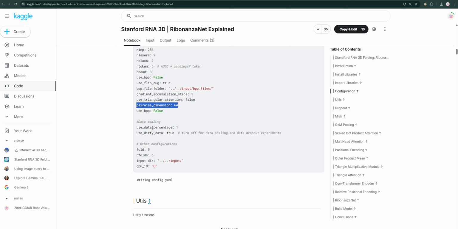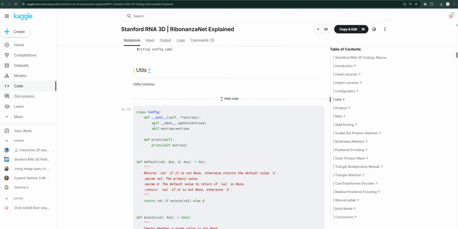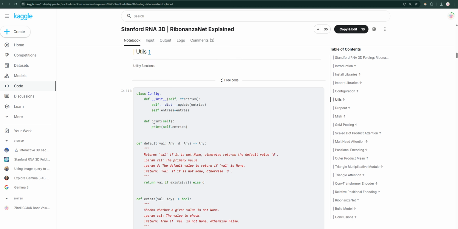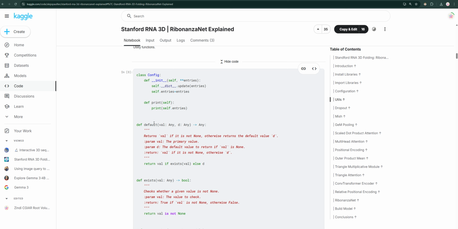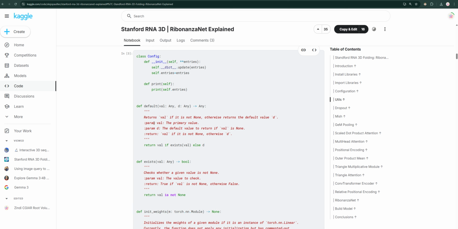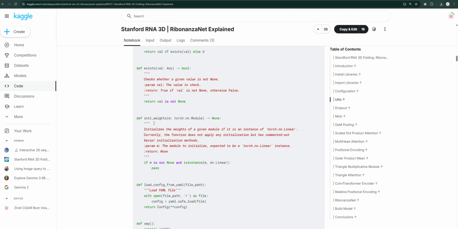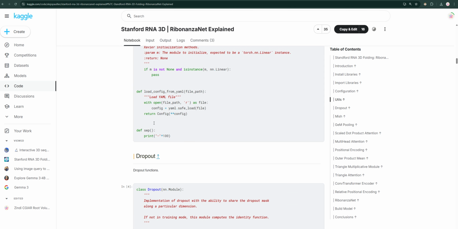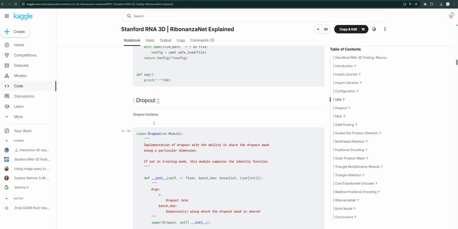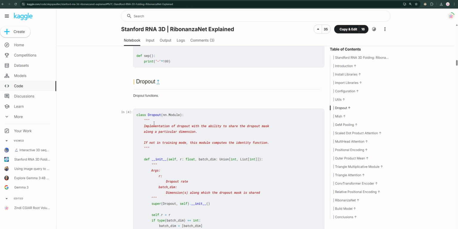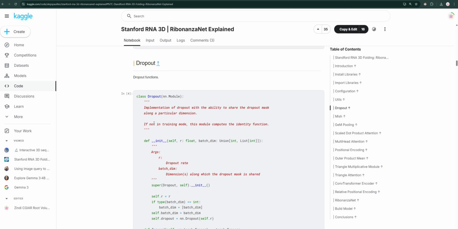The utils section provides helper functions that will be used throughout the implementation. There's a config class to manage hyperparameters, some utility functions with names like default and exists, and functions for initializing weights and loading configurations from YAML files. These might seem like minor details, but they're essential for keeping the code clean and maintainable when you're working with complex neural networks like this one.